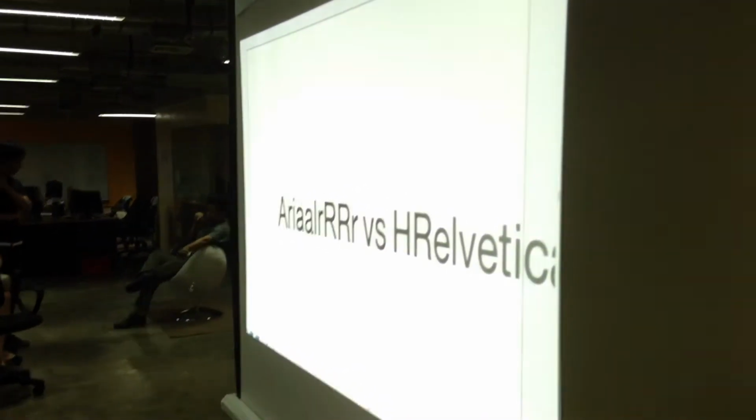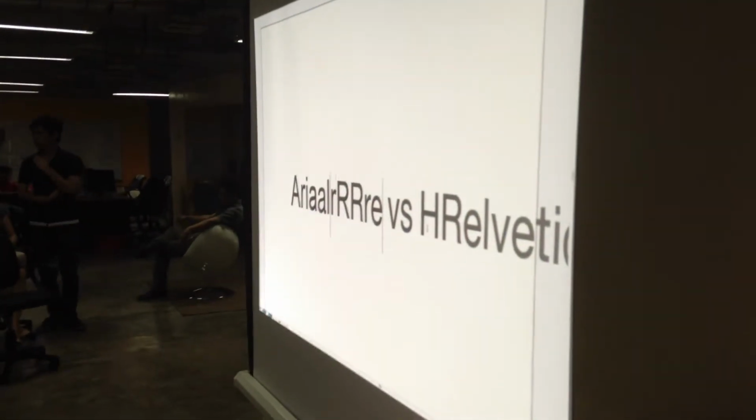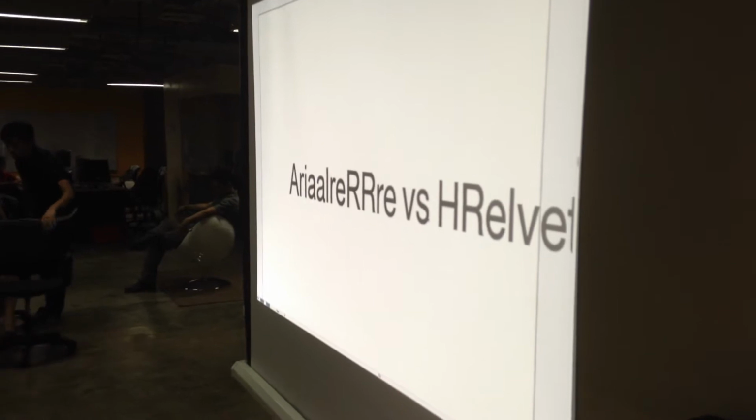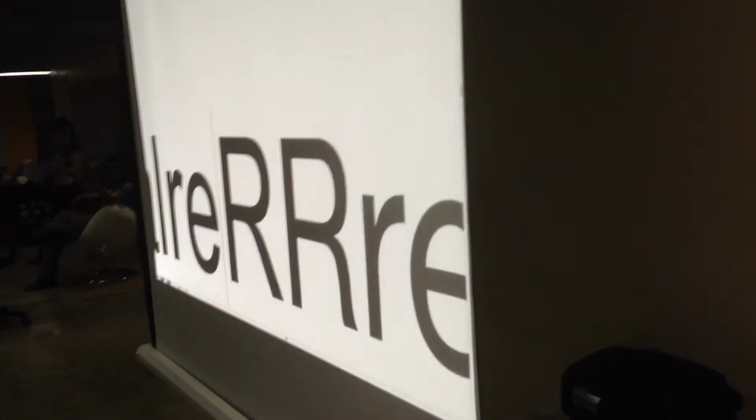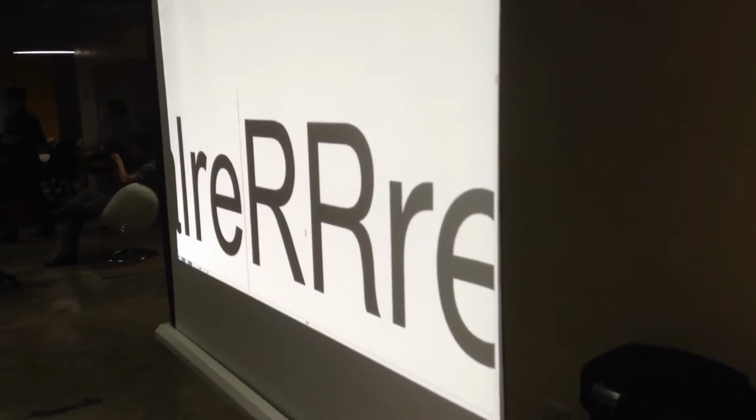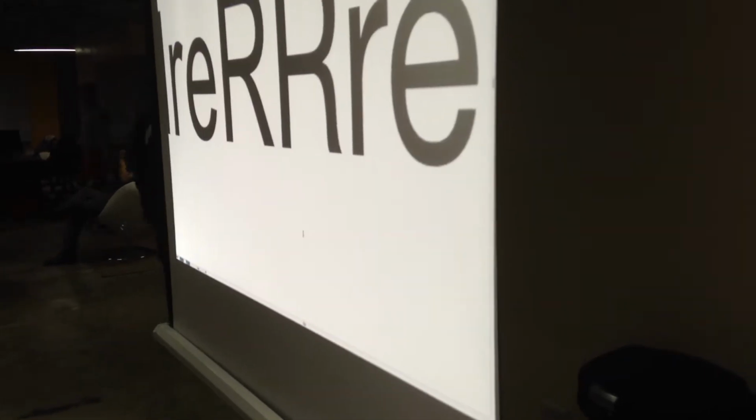Most people don't really care about this. But I think the nice thing about getting into type is that you start to notice these little things, like the terminal on the R, how it ends vertically. On the R, it ends horizontally, while in Arial it ends at a diagonal. Can you see that? The diagonal terminal here compared to the horizontal terminal on Helvetica.